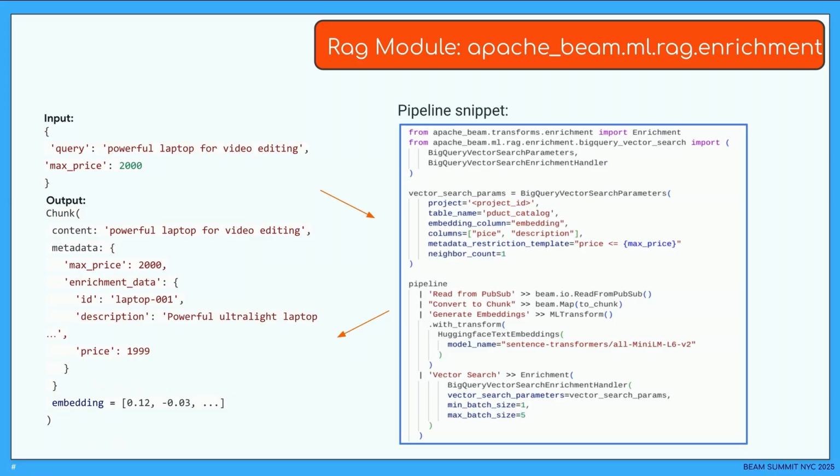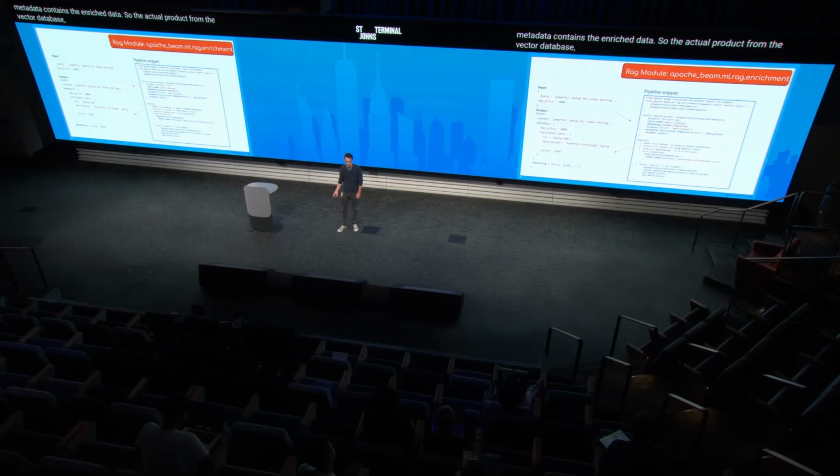As a result of this pipeline, you might get something like this, where the result is contained in the metadata. The chunk content is still the user's original query, but the metadata contains the enriched data, so the actual product from the vector database. It's laptop 1, an ultralight laptop, and the price is less than 2,000.